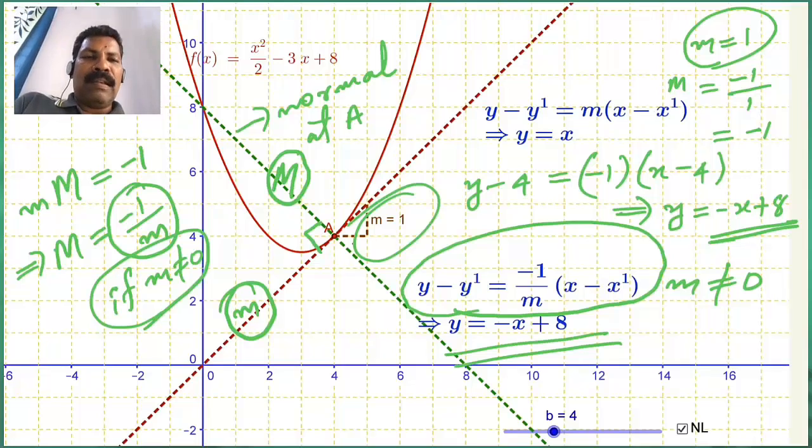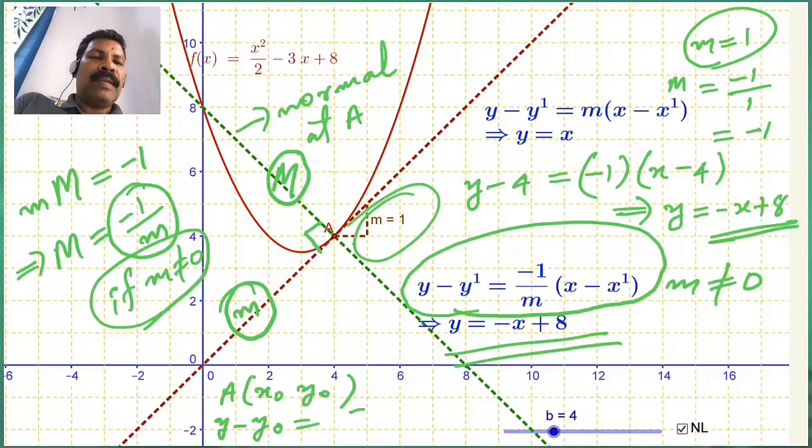So in general we can say if the point is capital A, (x naught, y naught), then the equation of the normal could be written as y minus y naught is equal to -1 by f dash x naught into x minus x naught.